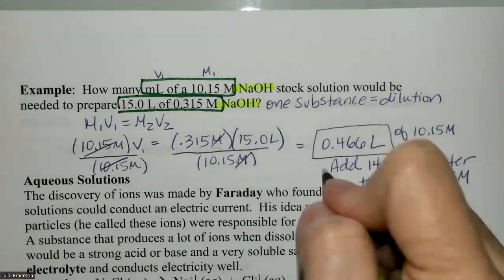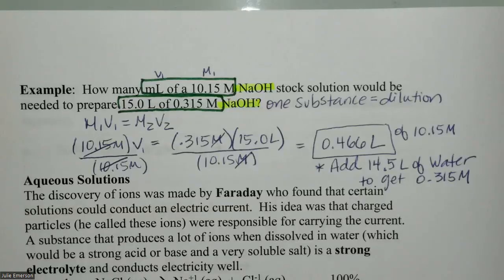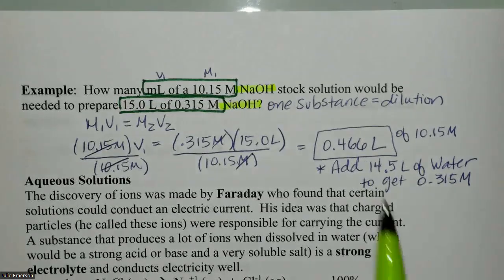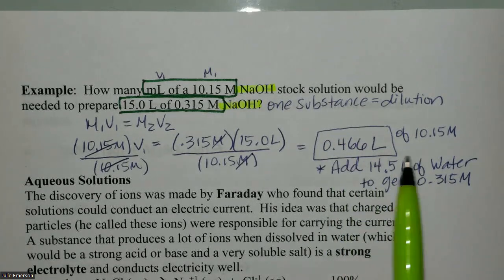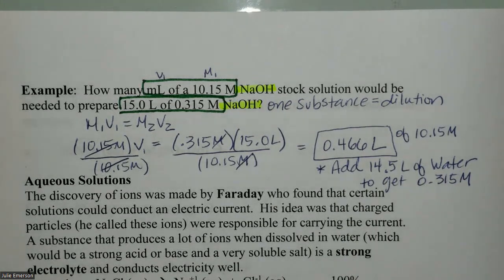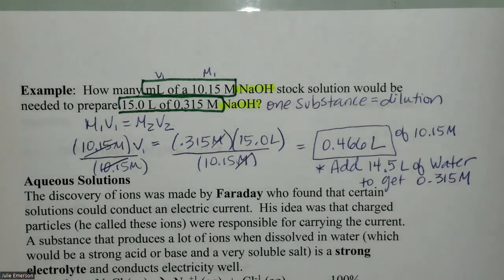Now, that wasn't what we were looking for. I took that just an extra step. We were just looking for the volume needed. So what I put in the box, that's the answer. But just so you understand what exactly we're calculating, if you took that basically half a liter of that concentrated stock solution and then added 14.5 liters of water to get the total volume now to 15, that concentration would be 0.315.